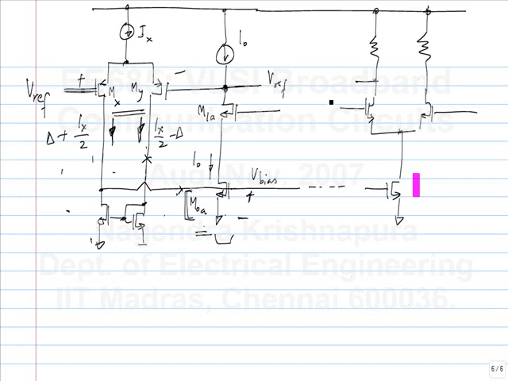The output common mode voltage will be VDD minus, if this is ITIL, I think I messed up the notations all over the place, but hopefully you will get the idea. So VDD minus ITIL R by 2. So if this VREF is VDD minus ITIL R by 2, this will be exactly VDD minus ITIL R by 2. So this will have the same VDS as this one.